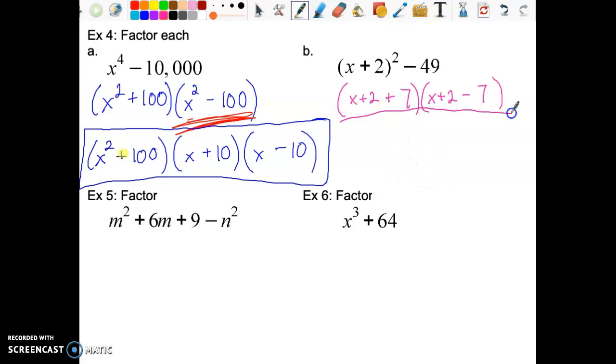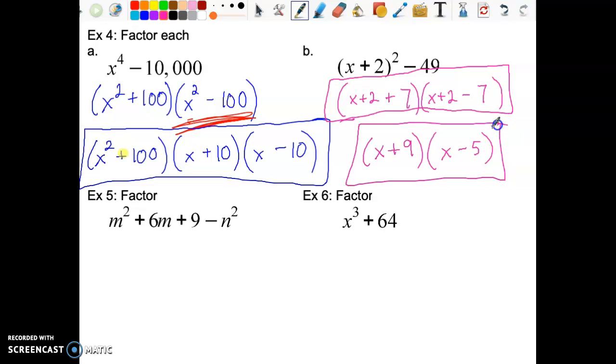Now, I'll accept it like this, just because that's what I'm trying to get you to understand. But the back of the book might actually simplify. 2 plus 7 is 9. 2 minus 7 is negative 5. Hopefully I did my math right there as well.